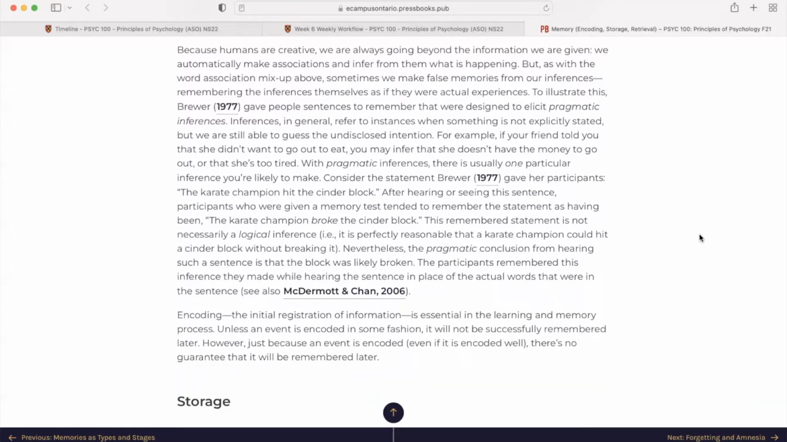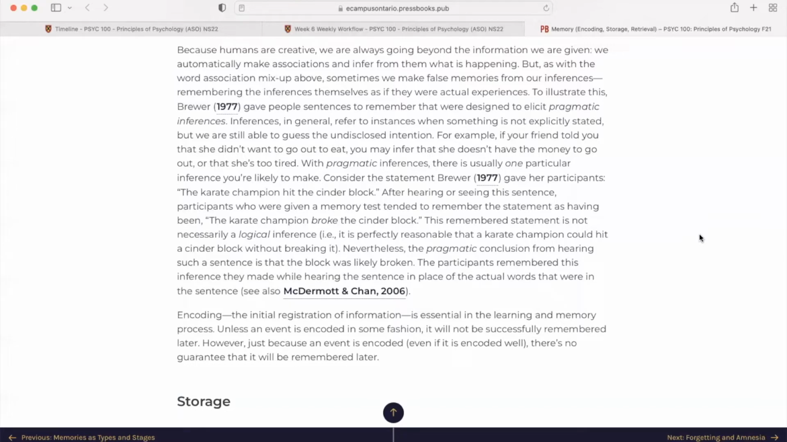To illustrate this, Brewer in 1977 gave people sentences to remember that were designed to elicit pragmatic inferences. Inferences in general refer to instances when something is not explicitly stated, but we are still able to guess the undisclosed intention. For example, if your friend told you that she didn't want to go out to eat, you may infer that she doesn't have the money to go out, or that she's too tired. With pragmatic inferences, there is usually one particular inference you're likely to make. Consider the statement Brewer gave her participants.